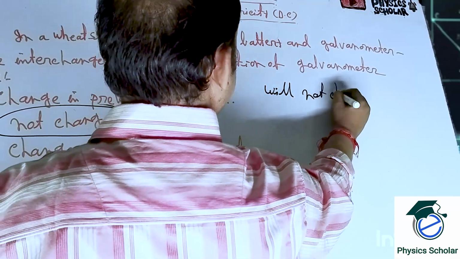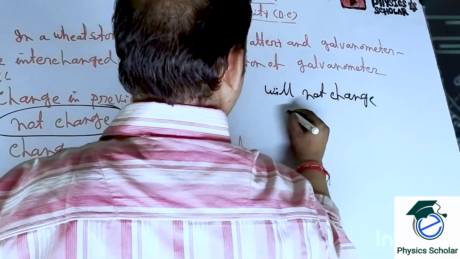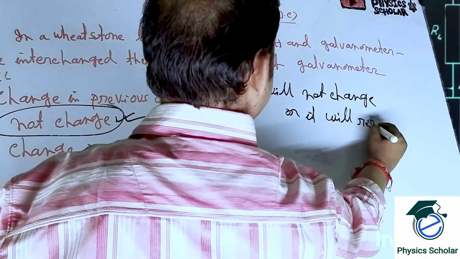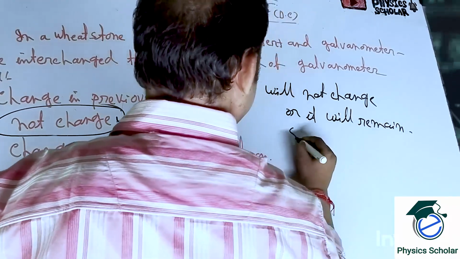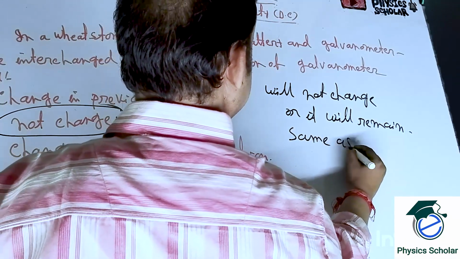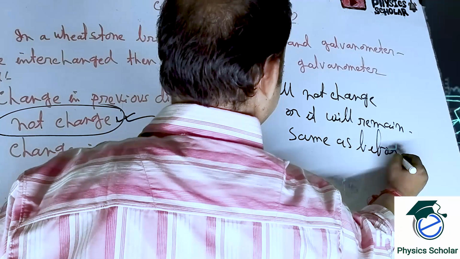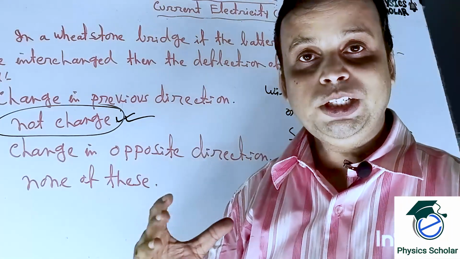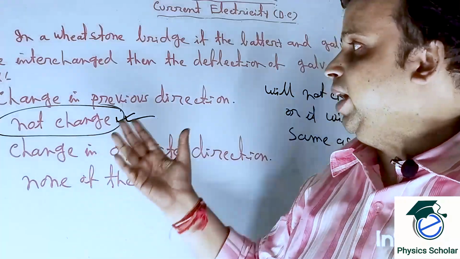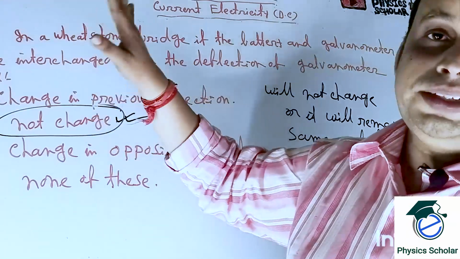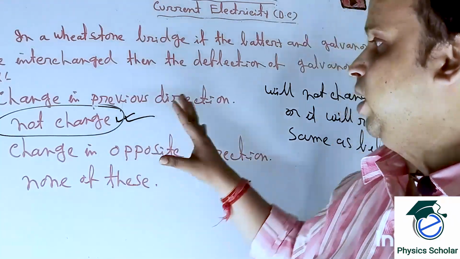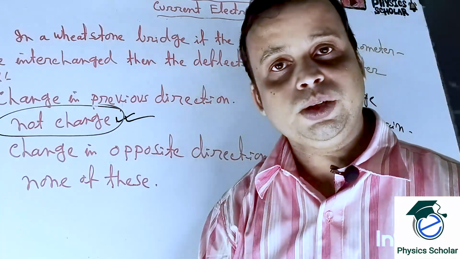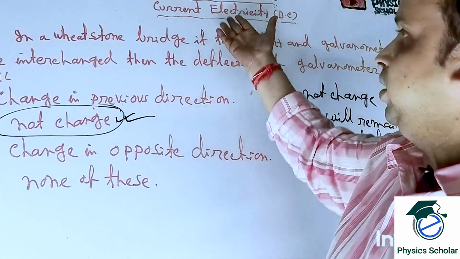It will remain the same as before. Clear? So if we interchange the position of the galvanometer and the battery, then the deflection will not change, it will be the same as before. You have to remember this. This type of conceptual question also comes in the JEE or NEET examination.